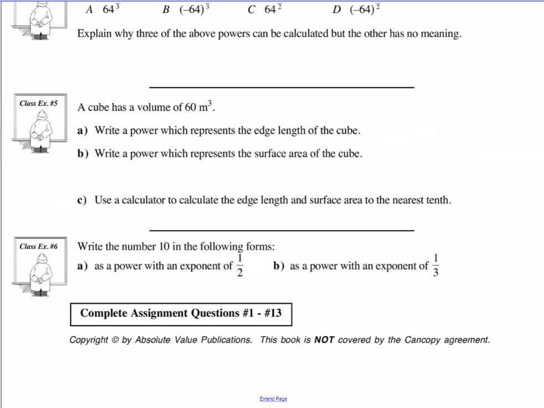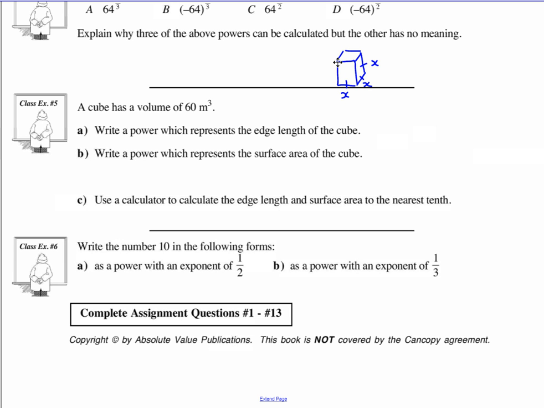Let's go to 5. A cube has a volume of 60 meters cubed. Write a power which represents the edge length of the cube. So what is the formula for the volume of a cube? What do you know about a cube? Six faces, 3 dimensions. What about those dimensions? Are they the same or different? Same. They're all the same if it's a cube.